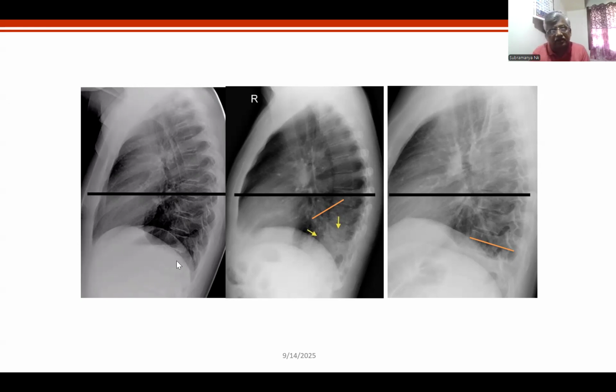Now I will look at the lateral film. It contains the following features. There is a sternum, retrosternal space that is called anterior mediastinum. There is cardia, and there is a posterior mediastinum.